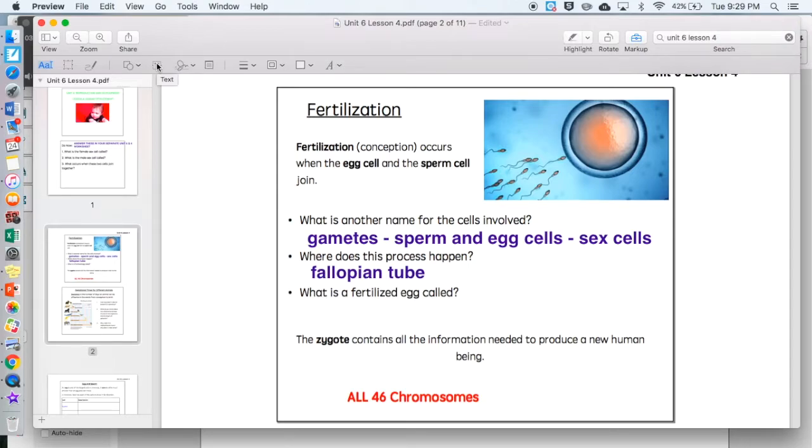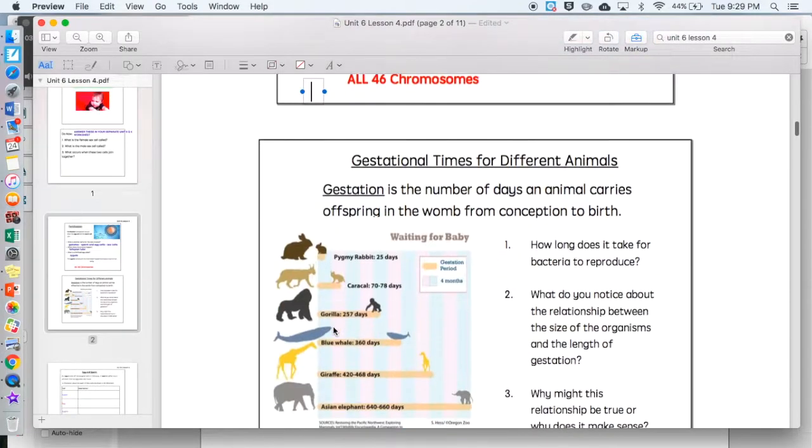What is a fertilized egg cell called? So here we go. I hope you said a zygote. And look at that. It was right below. It's right there. So the zygote contains all the information needed to produce a new human being, meaning it has all 46 chromosomes. Pause if you're still typing. Otherwise, we're going to move on.